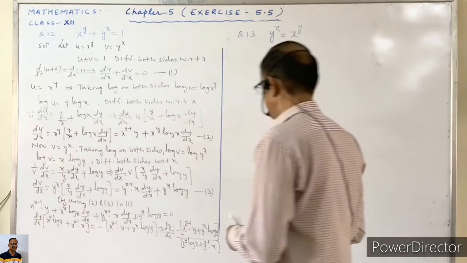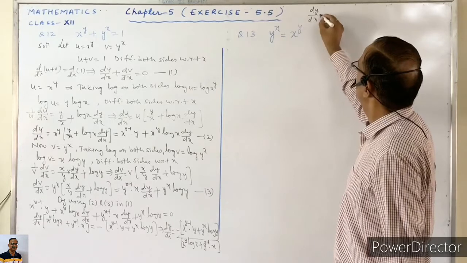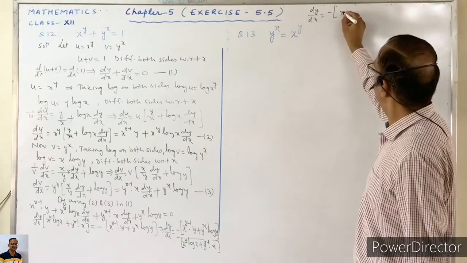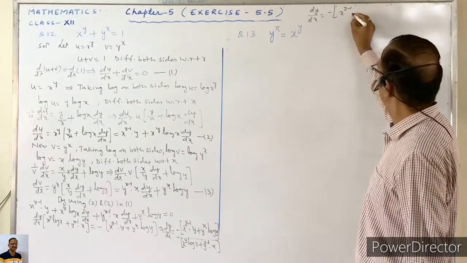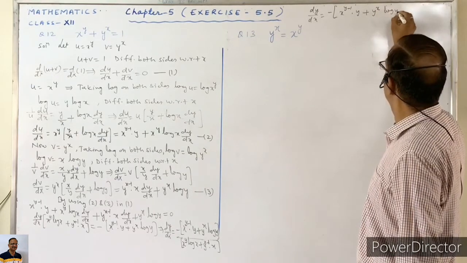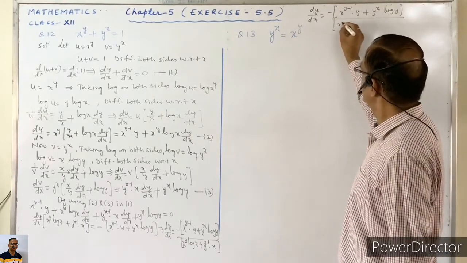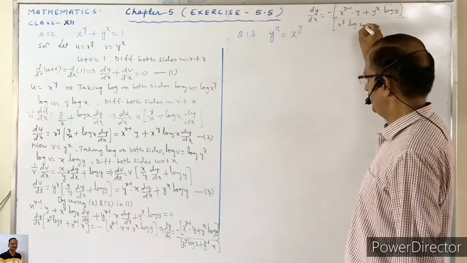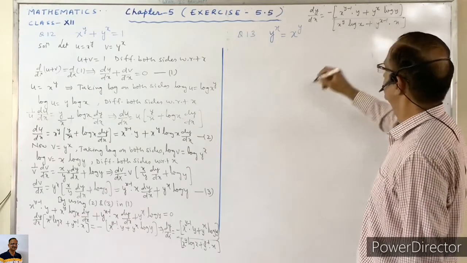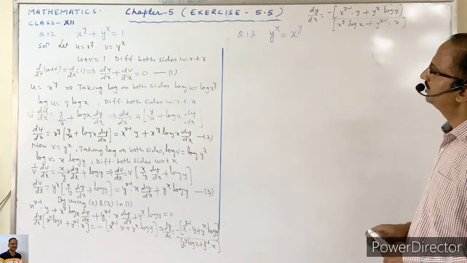So we can write this here. This is dy by dx and this is minus, in numerator we have x raised to power y minus 1 into y plus y raised to power x and this is log y. In denominator we have x raised to power y log x plus y raised to power x minus 1 into x. So this is dy by dx for question number 12.